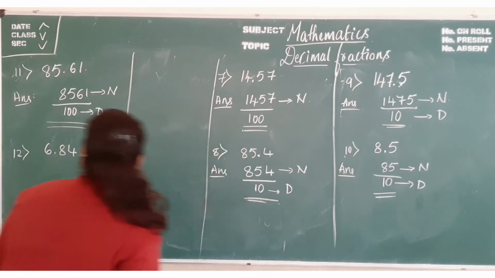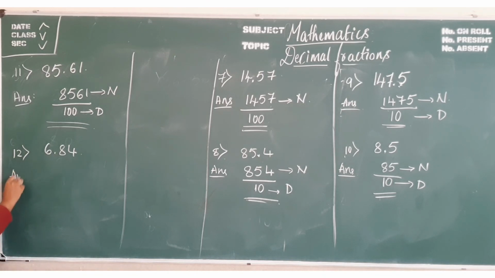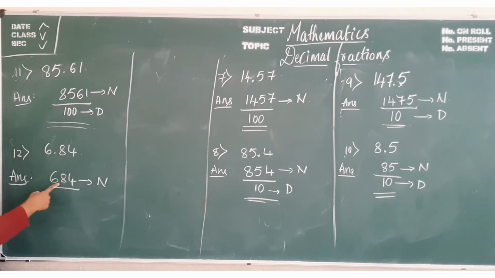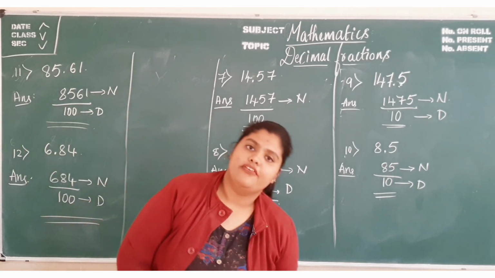Okay. Last question, 6.84. We have to convert it into a fraction. So what is the numerator? Yes, 684 is your numerator. We wrote the given number without the decimal point. It is nothing but 684. So what is the denominator now? Yes, 1 followed by 2 zeros, 2 digits after the decimal point. So 1 followed by 2 zeros, which is nothing but 100. So this completes your chapter, that is decimal fractions.